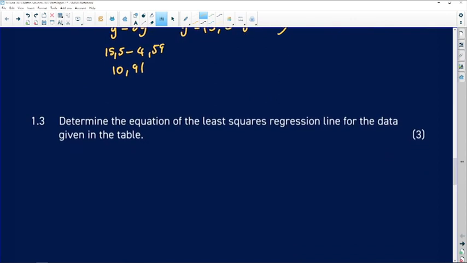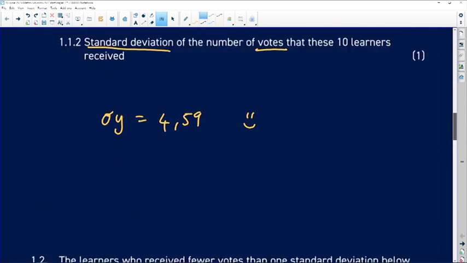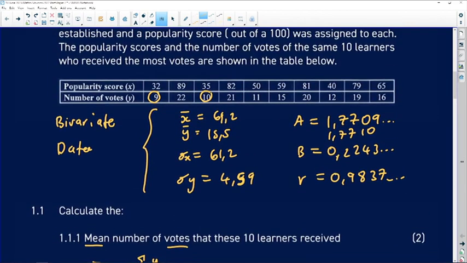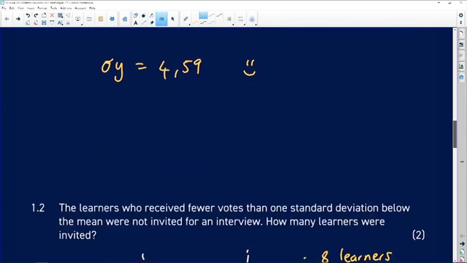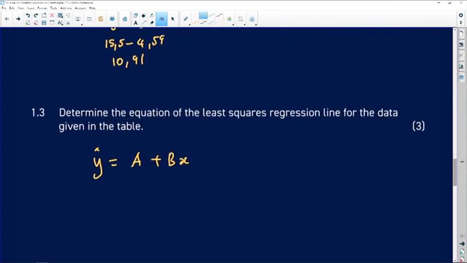This one says we need to determine the equation of the least squares regression line for the data given in the table. So that equation is the equation that takes the form y hat is a plus bx. You need to know what the value of a is and what the value of b is. We've already computed this from our 7 parameters of regression. If you go back to the top where we wrote all the stuff, you'll see on the right hand side there I've got the a value 1.77 and my b value is 0.22. So I'm going to steal those and use them in my equation because they will always be the values that you work with when you're writing your equation.